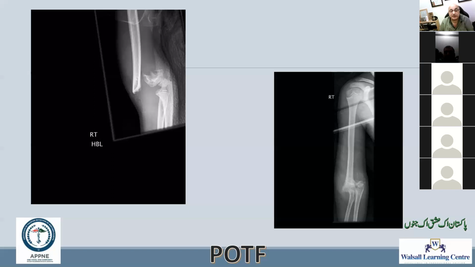Okay? If you have to open it, you have to save the nerve. You must always look for the nerve before you try to fix it. Yes, sir. First, safety of the ulnar nerve.